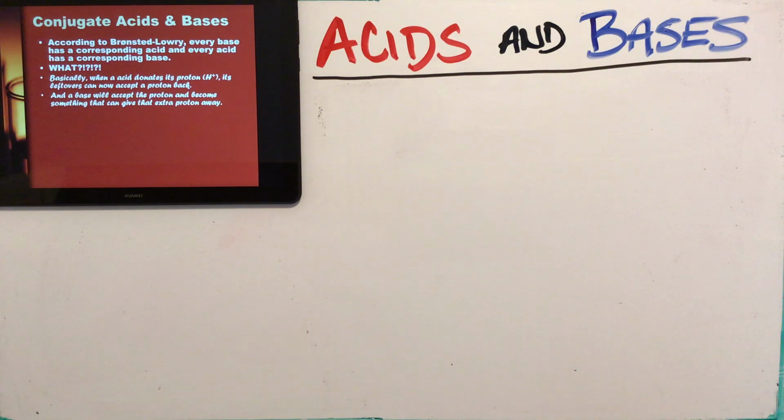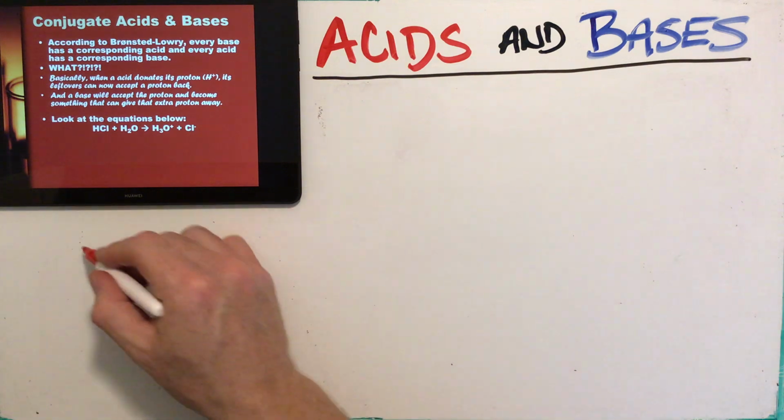Same thing with a base. A base takes in a proton from somewhere else. So that's what bases do. They accept protons. But then it's always capable of giving that proton away again. So if it's given it away, that makes it kind of acid-like. So let's look at an example here. All right? Our first example.